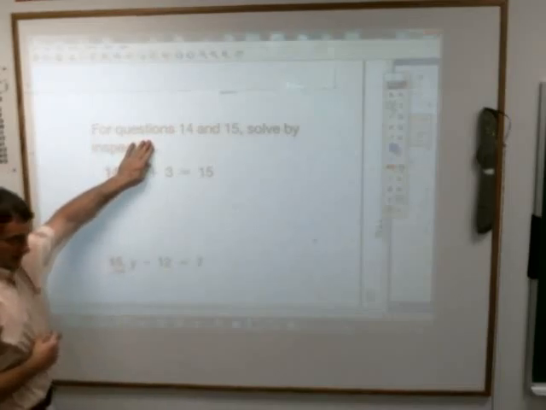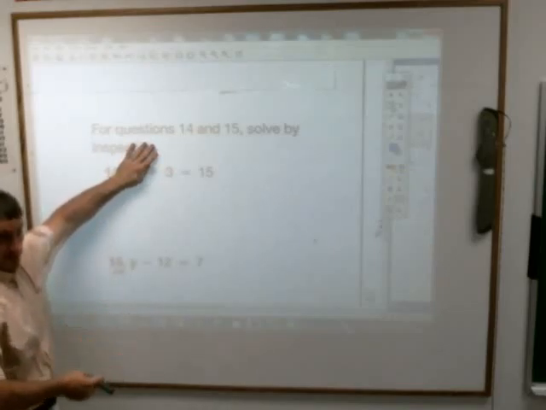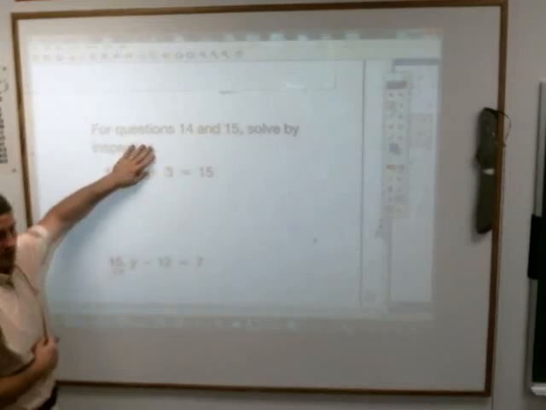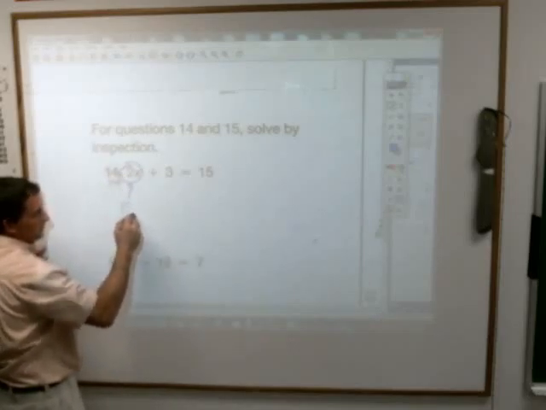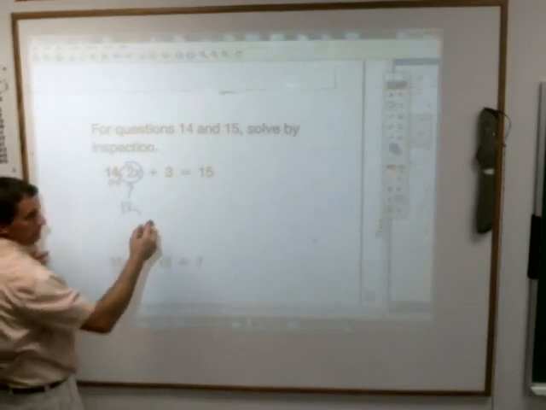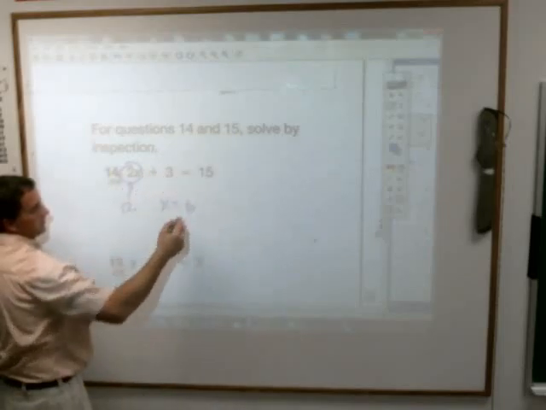Cover up the one that has the x and say to yourself, like Grace did, what number when you add 3 to it is 15? That's where she came up with subtracting it. What number when you add 3 to it gives you 15? 12. So this has to equal 12. So 2 times what number gives you 12? It would have to be 6, because 6 times 2 is 12 plus 3 is 15.